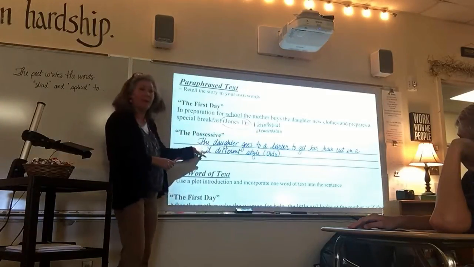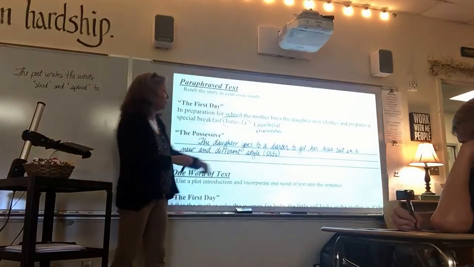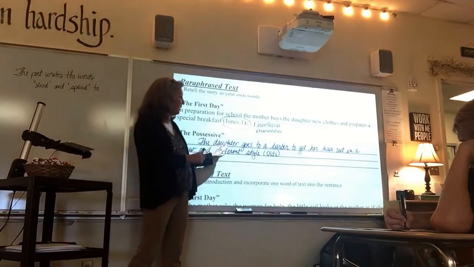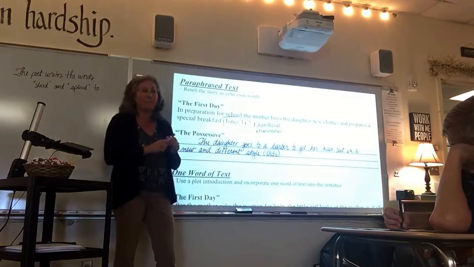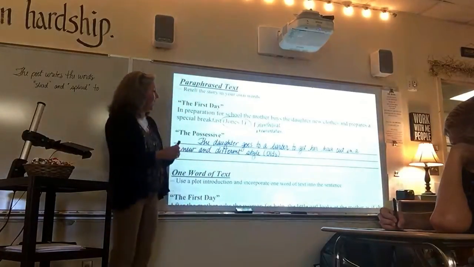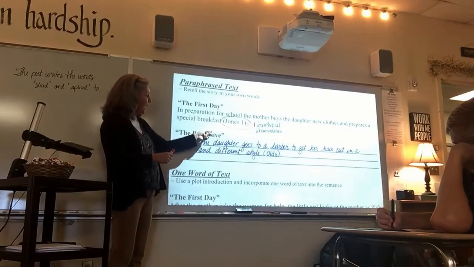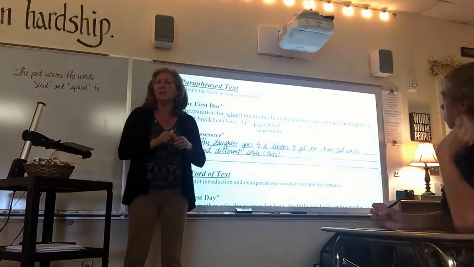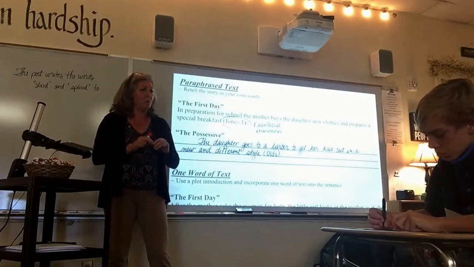All right, now I need you to write this down. The daughter goes to a barber to get her hair cut in a new and different style. This is parenthetically documenting a portion of the poem, The Possessive, that we studied just the other day. Now, the reason why I'm showing you how to paraphrase from a short story and how to paraphrase from a poem is because there are a few things that are different. Just a few, not a lot, but enough that I want you to know about it.